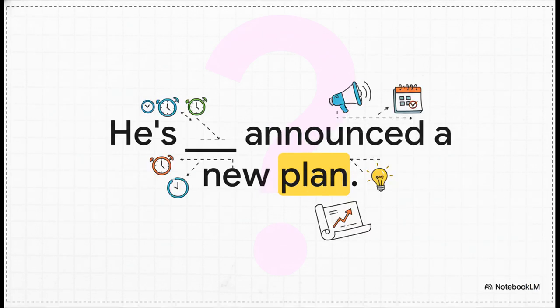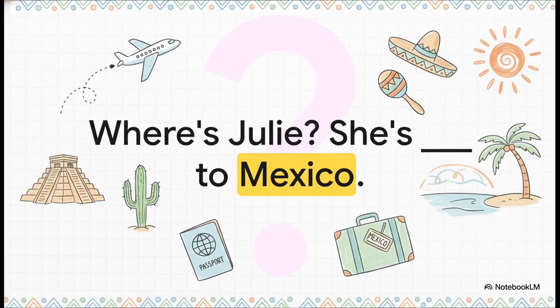Number 8. He's blank announced a new plan. The correct word here is A, just. It means he announced it a very short time ago. Okay, question 9. Someone asks, where's Julie? And you reply, she's blank to Mexico. It has to be B, gone. The whole point is that Julie isn't here. She is currently in Mexico.